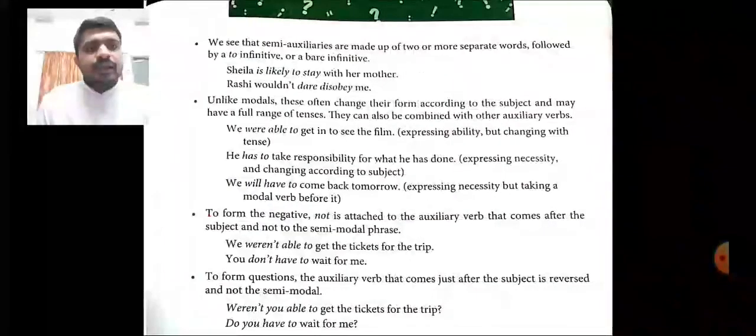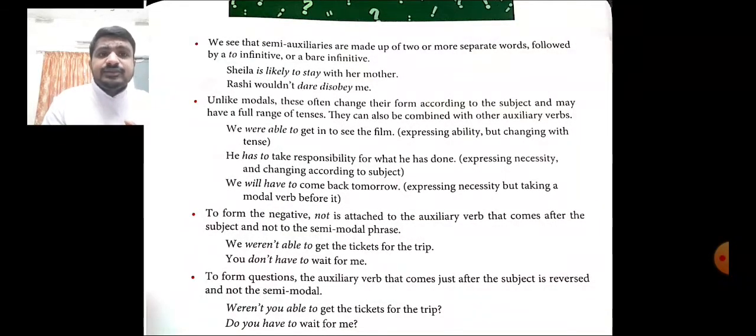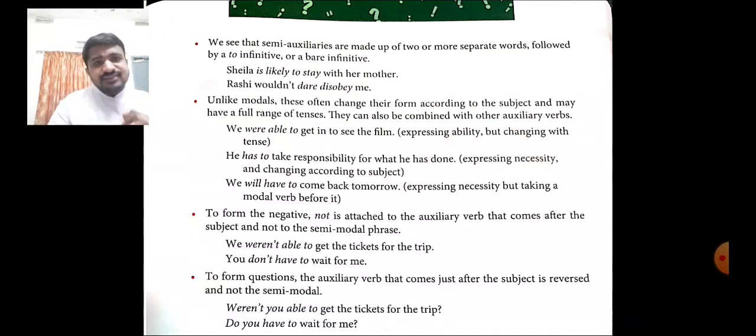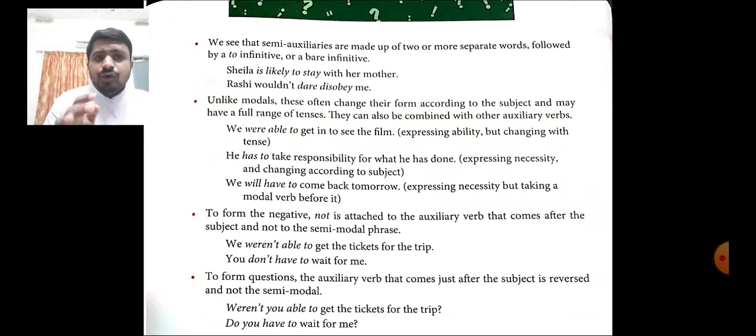Now we see that the semi-auxiliaries are made up of two or more separate words followed by a to-infinitive or a bare infinitive. That means these semi-auxiliaries are phrases. A phrase should have two or more separate words, and these semi-auxiliaries also have two or more separate words. Sometimes a to-infinitive comes, or sometimes it does not. For example, Sheila is likely to stay with her mother. Is likely to is being used.